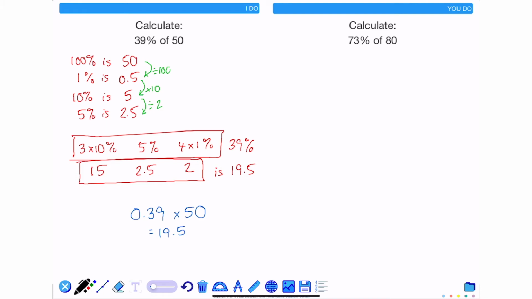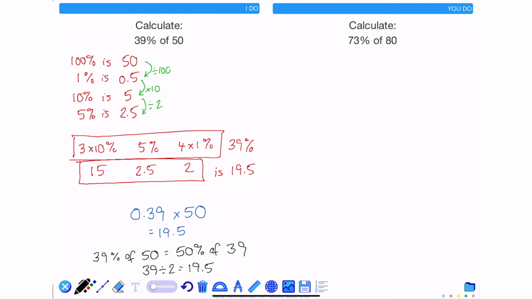Now for easier questions like this, it's worth noting that there is a third technique. Finding 39% of 50 is exactly the same as finding 50% of 39. Finding 50% is the same as dividing by 2, so 39 divided by 2 is 19.5. I've come up with exactly the same answer through 3 different techniques.